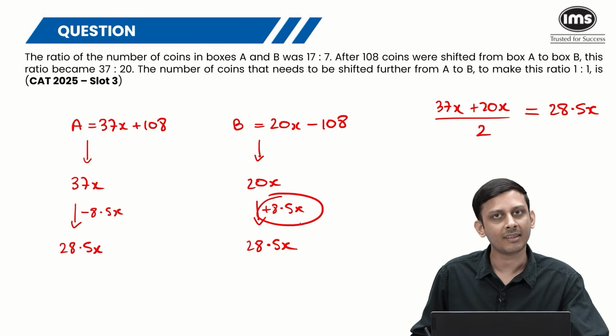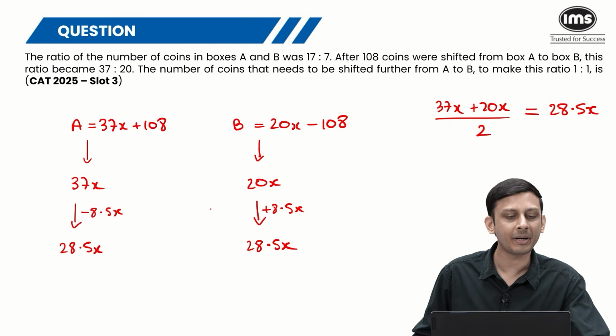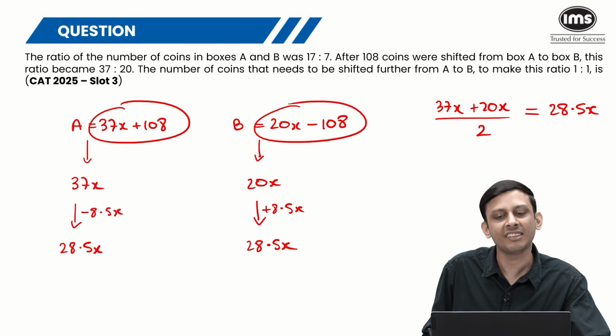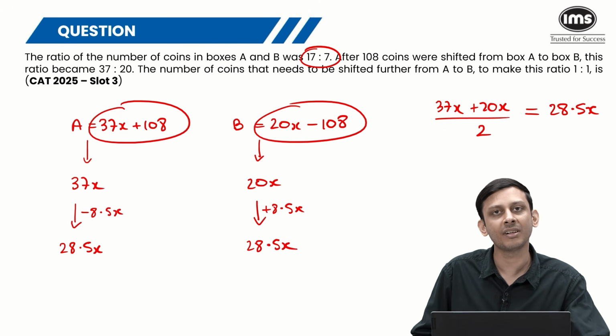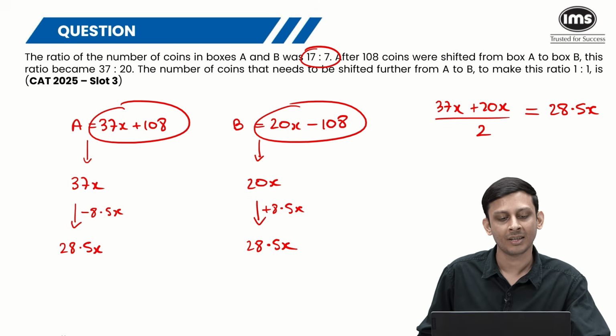So while this is better, slightly better than the previous one, still we will have to deal with this particular equation. And still we'll be dealing with relatively large numbers, which will take some time. So let's look at an even better method where the calculations will be easier and we won't even have to take any variables.